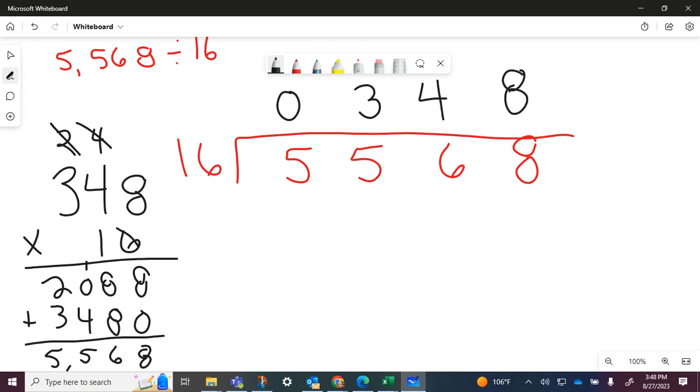So if you notice, 5,568 matches 5,568. So we can multiply to check our answer. We take our quotient, multiply it by our divisor, and we get our dividend. So that's a good way that you can check to make sure that you divided correctly. All right, let's go ahead and clean this all the way up.